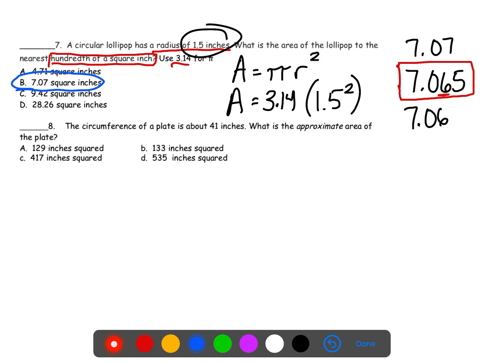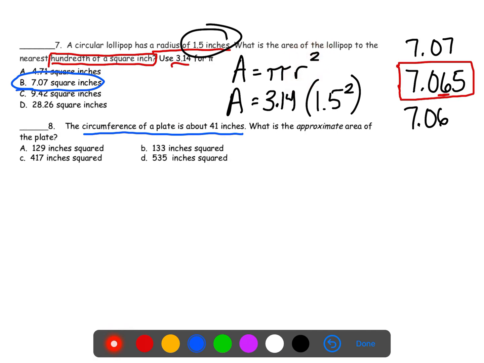For 8, it says the circumference of a plate is about 41 inches. What is the approximate area of the plate? Now, here's the tricky part. We're given circumference. So we've got to solve this puzzle. We've got to work backwards to get what we need in order to find the area. And remember, area uses the radius of the circle.